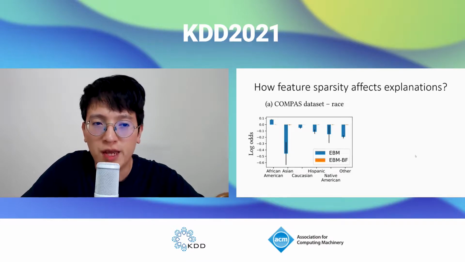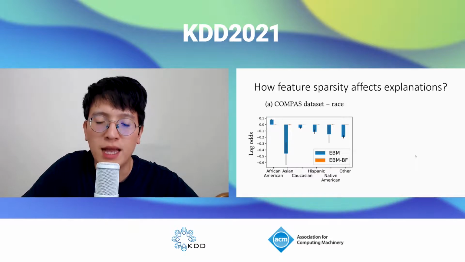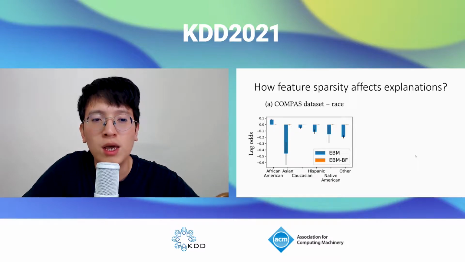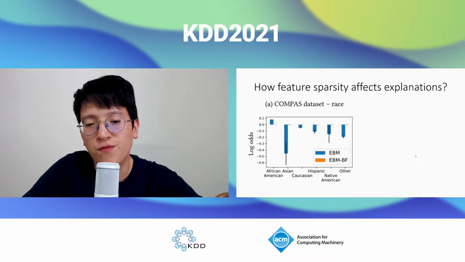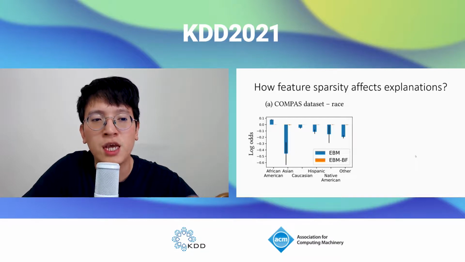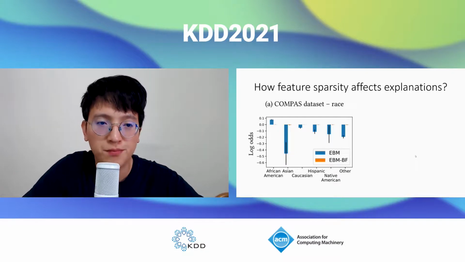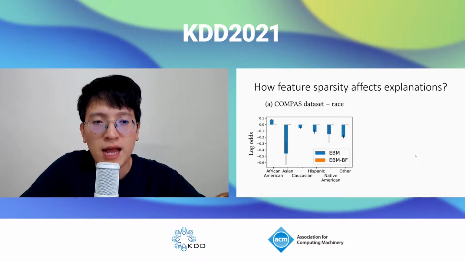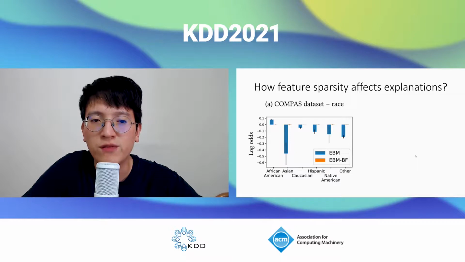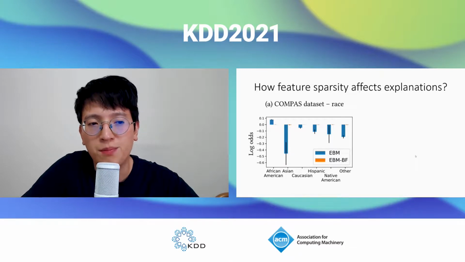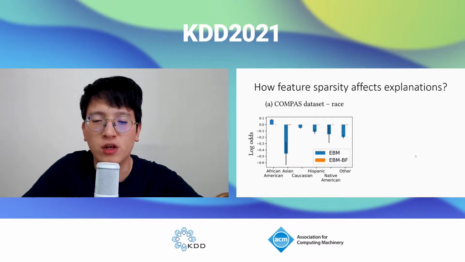Here we show two different GAMs, EBM and EBM best first. And here EBM is designed to be dense, so it will use as many features as possible to make predictions, while EBM best first will only use a few important features. So in this case, it ignores this weaker feature race. We argue that a sparse model like EBM best first might hide the pattern, in this case the race feature, and instead it will squeeze these effects to other stronger features through correlations, and thus appears to show no racial discrimination on this dataset.